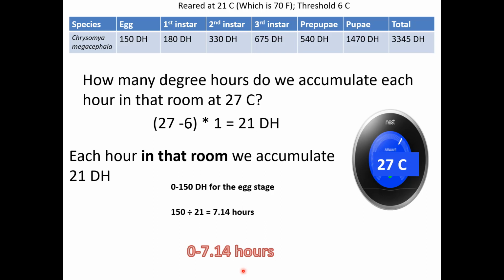Okay, so you see how I did that? We have 150 degree hours necessary for the stage. We divide it by the number of degree hours that happen each hour, and that turns it back into hours. So degree hours necessary divided by degree hours per hour, bam, gives us our hours. So then a cop can come to me and say, how long has this body been here? It's been here between 0 hours and 7.14 hours. So you probably round up to 8 hours. Died somewhere between there. Done. See how straightforward that is?